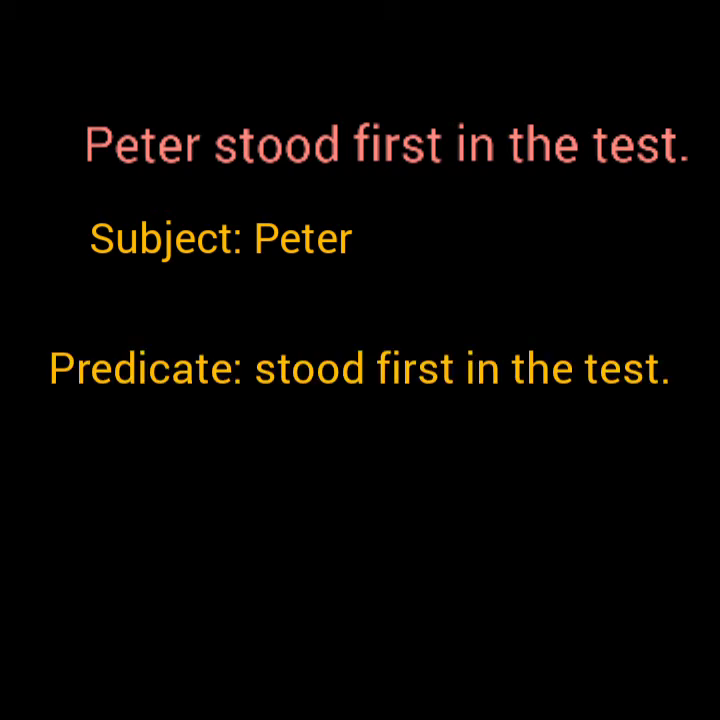The next sentence is, Peter stood first in the test. Here the sentence talks about a person named Peter. Peter is the subject of the sentence. The sentence also says something about Peter that is stood first in the test. From the verb stood to the end of the sentence is known as the predicate of the sentence. Let's move to the next sentence.